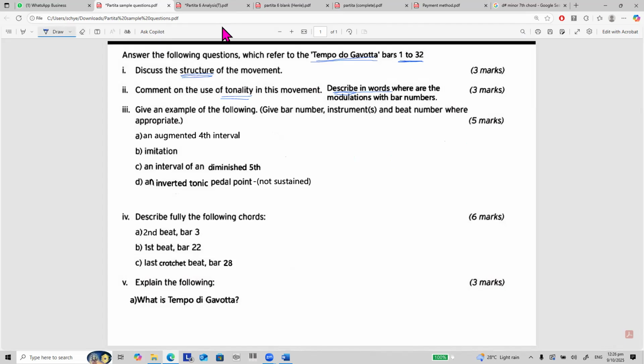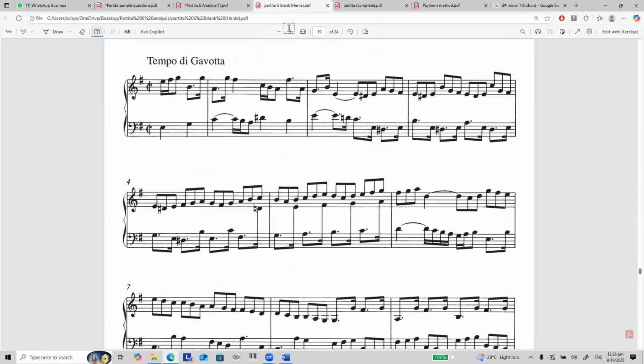And look for this augmented fourth interval, these intervals, imitation, diminished fifth, and inverted tonic pedal point. So I'm going to explain also what inverted tonic pedal point means. Next is describing the chords. For example, they ask for the second beat of bar 3: bar 1, bar 2, bar 3, which is this one. So I'm going to teach you how to answer these questions, how to describe the chord fully.